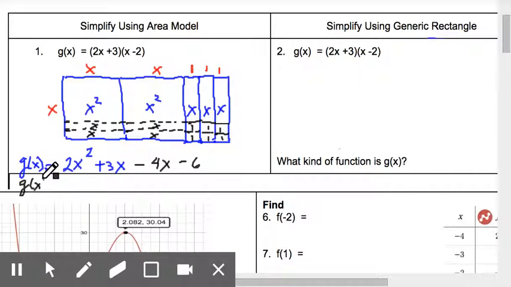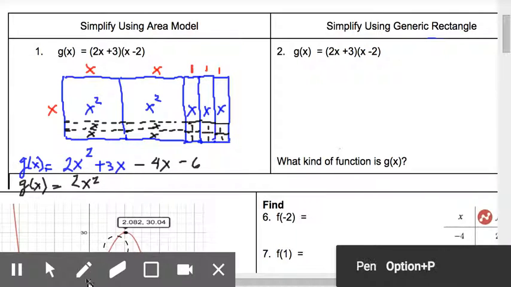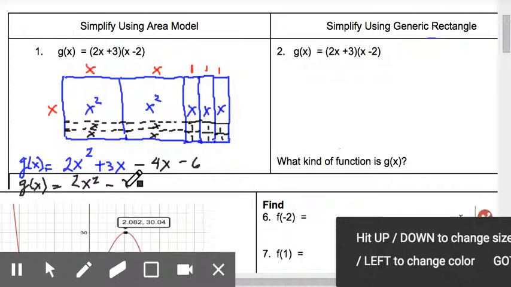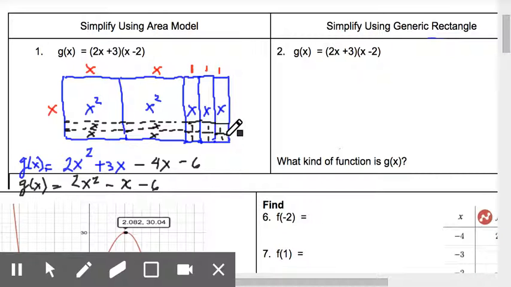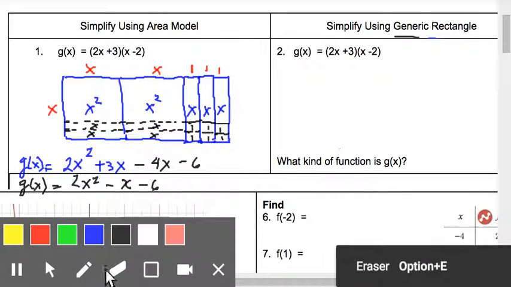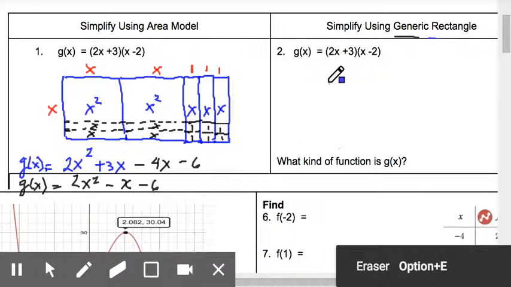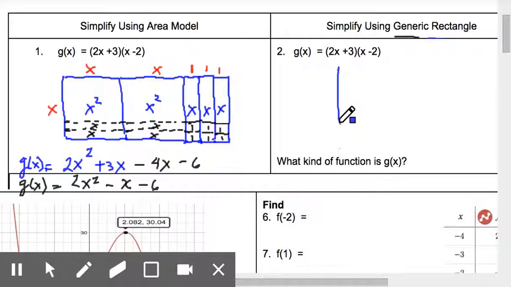Therefore, g of x is equal to 2x squared plus 3x minus 4x is negative 1x, or simply x, minus 6. This is g of x. So this is finding g of x using area model. Now, number 2, we're also finding g of x, but this time we're just going to use a generic rectangle. So to do that, we just need to draw any rectangle with partitions.